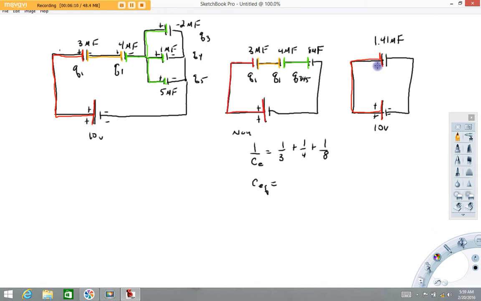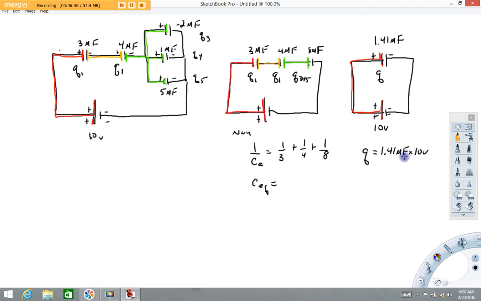We have some sort of charge on this capacitor. Right? This is charged plus minus. The charge on that capacitor now can be calculated because the voltage across it, and again notice, red to black, and I come over here, red to black is 10 volts. So the charge on that capacitor is going to be 1.41 microfarads times 10 volts.